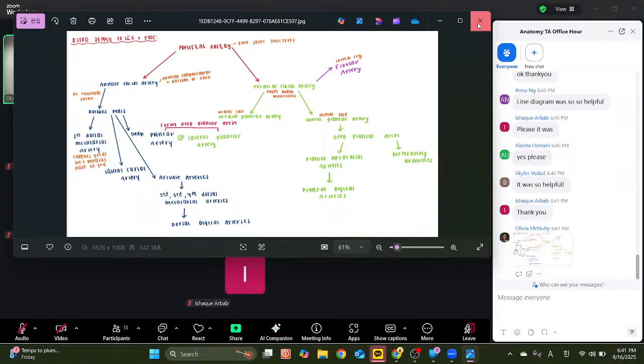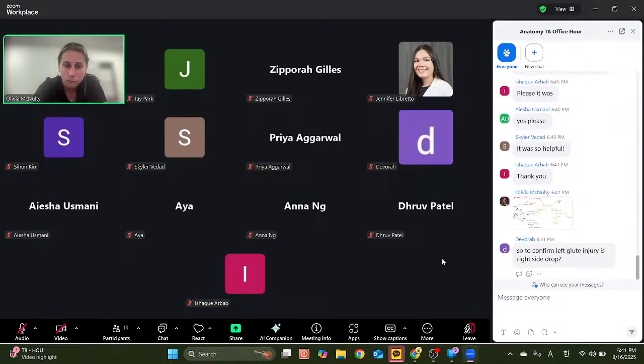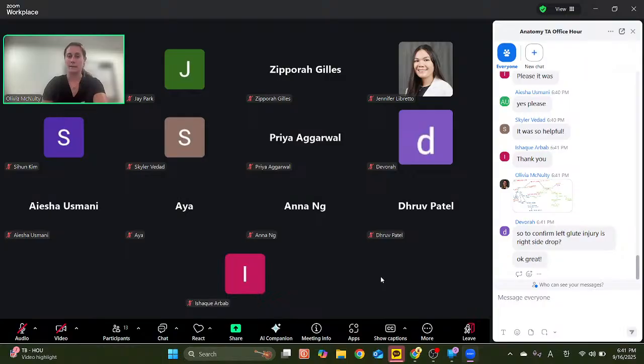So let's do this picture. Left gluteal injury is right side drop. Exactly. Yep. So either the pelvis drops to the unaffected side, or think about the side you're standing on.